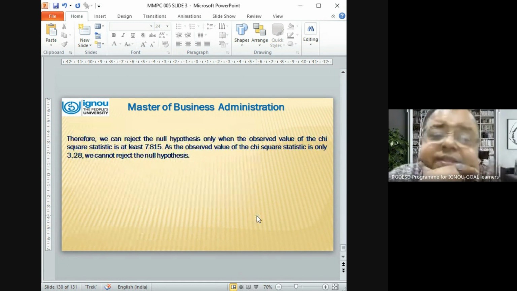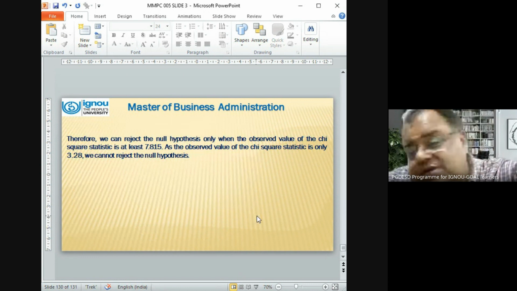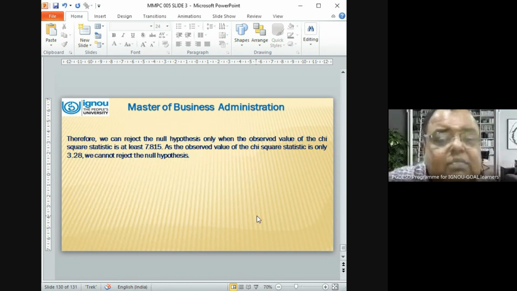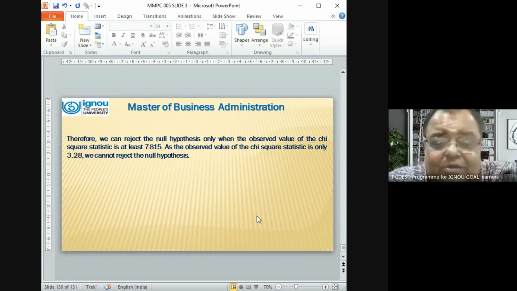We can reject the null hypothesis only when the observed value of the chi-square statistic is at least 7.815. So we cannot reject the null hypothesis. But when I told you that the last line, the last conclusion, will be your answer, if after doing everything correctly you draw the wrong conclusion, think over how much economic loss there will be to the company.